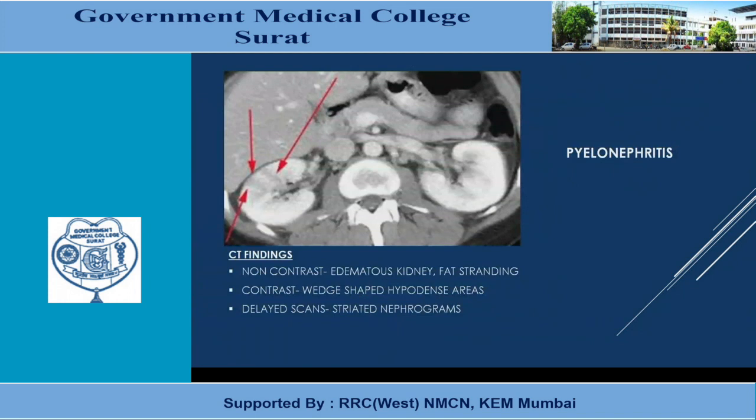This is a CT urography. It is useful for better visualization of the renal parenchyma and other adjacent structures. On CT scan, an edematous kidney is seen with perinephric fat stranding. In the contrast study, there is a wedge-shaped hypodense area, and in the delayed scan a striated nephrogram is seen. This is a delayed nephrogram. This is a wedge-shaped area which is non-enhancing or heterogeneously enhancing. Other sections show adjacent inflammation with fat stranding. So it is advantageous over IVP or ultrasound.